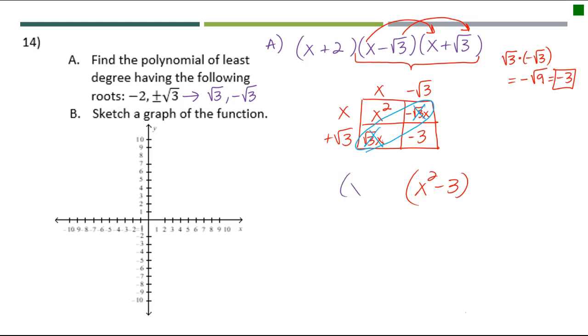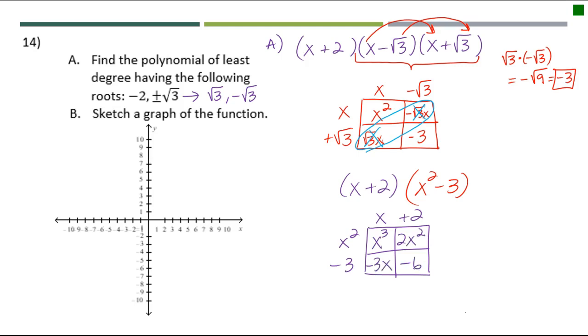Now I have to take those two terms and multiply them by the first factor that we kind of ignored at the beginning. So now we're going to do the same thing. We're going to do a 2 by 2 box. I have x plus 2 and then x squared minus 3. I'm going to do the top row first. This would be x cubed, 2x squared. Bottom row would be negative 3x and then negative 6.